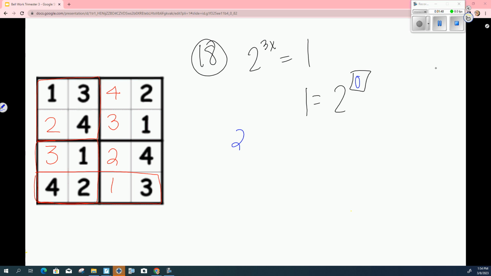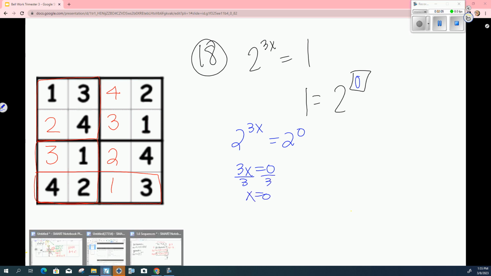So once you rewrite it like that, you can set 3x equals 0. So once the bases are the same, you can set the powers equal and divide both sides by 3. So here's where that comes from.